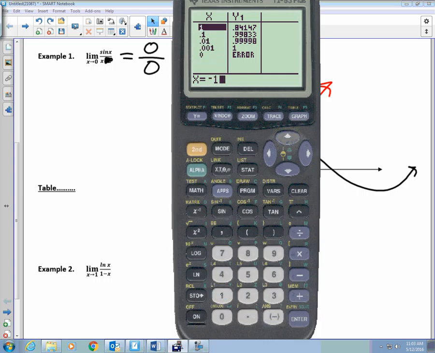So -1, -0.1, -0.01, and -0.001. You can see it still seems to be headed towards 1. Would you agree that we are convinced that the limit is 1? Question.